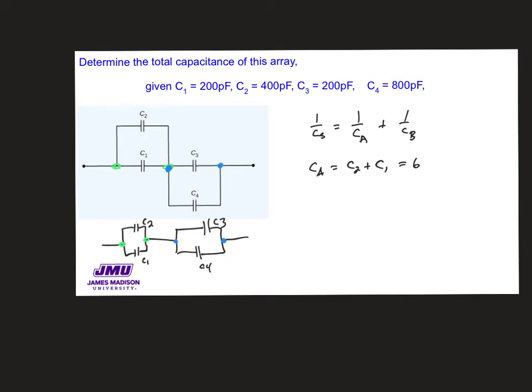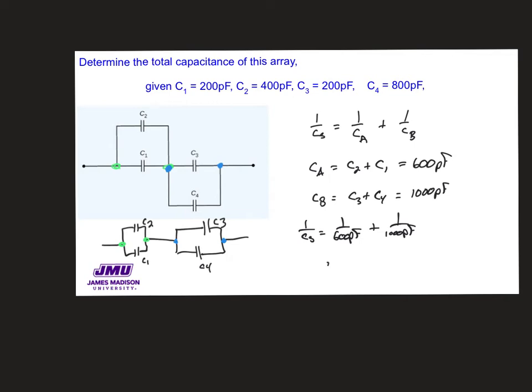So 600 picofarads, because they're in parallel, I just get to add them. And then capacitor B is what I've decided to call that second grouping of capacitor 3 plus capacitor 4. And again, since they're in parallel, I can just add them to each other. I can say that that comes out to 1,000 picofarads. And now I can say that the 600 picofarads and the 1,000 picofarads are in series with one another.